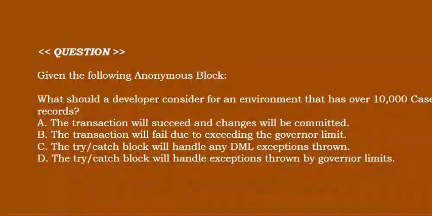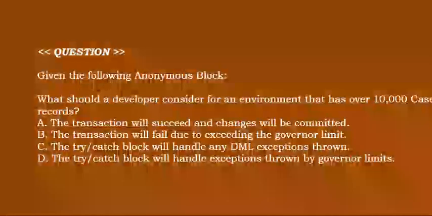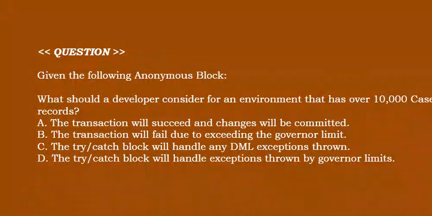Question is, given the following anonymous block, what should a developer consider for an environment that has over 10,000 case records? Option A. The transaction will succeed and changes will be committed. Option B. The transaction will fail due to exceeding the governor limit. Option C. The try-catch block will handle any DML exceptions thrown. Option D. The try-catch block will handle exceptions thrown by governor limits. Correct answer is option A.